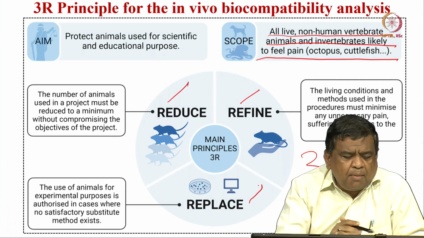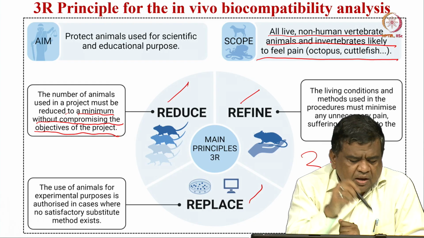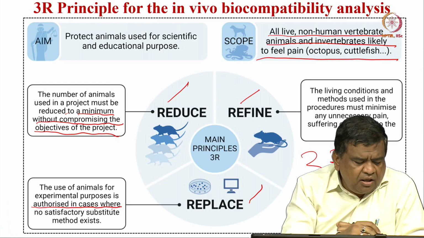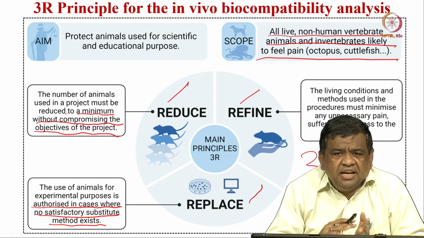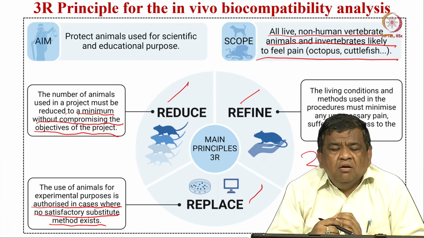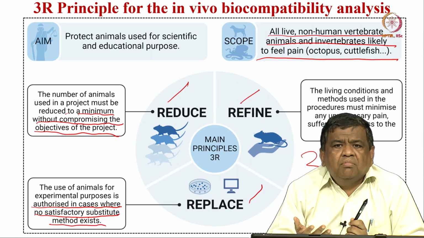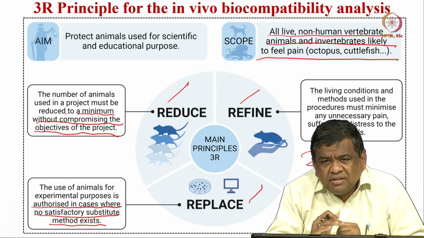Reduce means the number of animals used in the study must be reduced to a minimum without compromising the objectives of the project, right. Replace means the use of animals for experiments is authorized only in cases where no satisfactory substitute method exists. For example, any ex vivo technique, like taking a particular tissue and testing it outside the body with the materials, or using very complex 3D culture methods, to show whether 3D bioprinting or 4D bioprinting experiments can in principle replace the animal model.